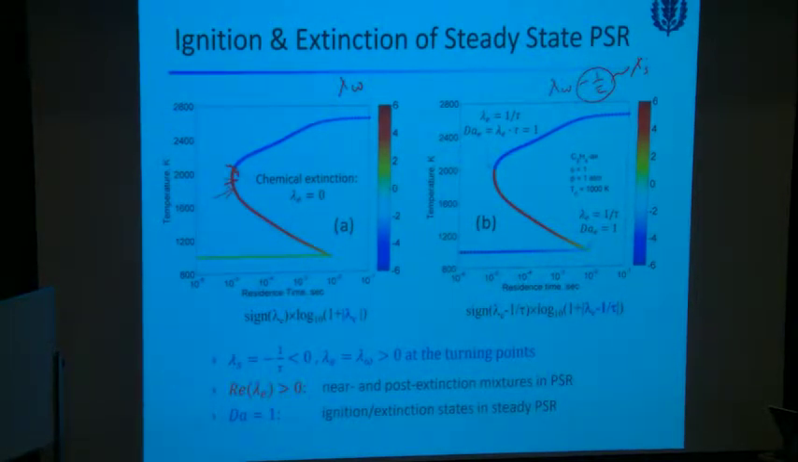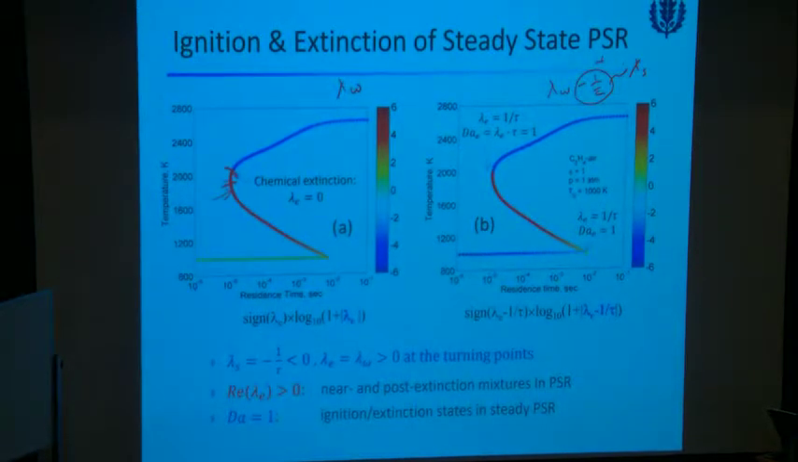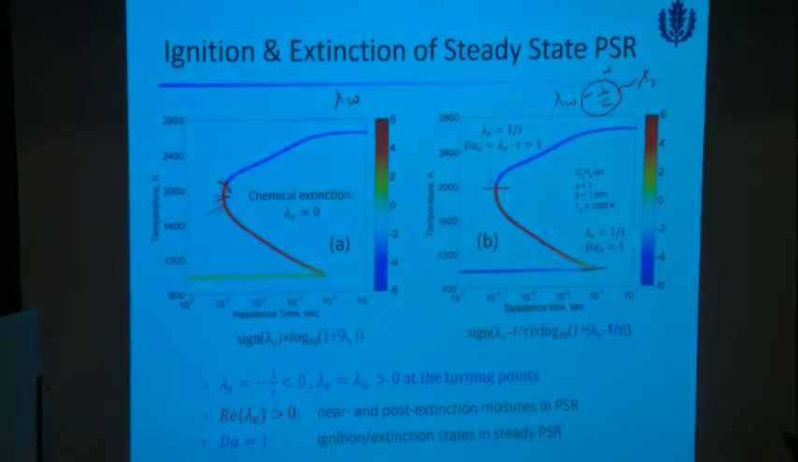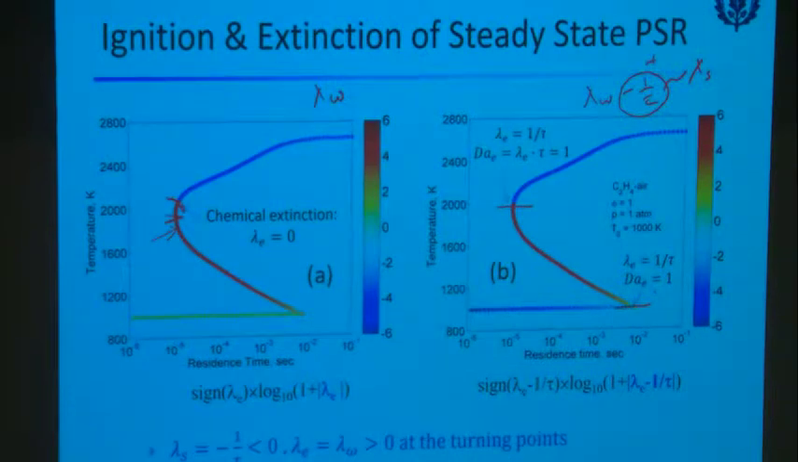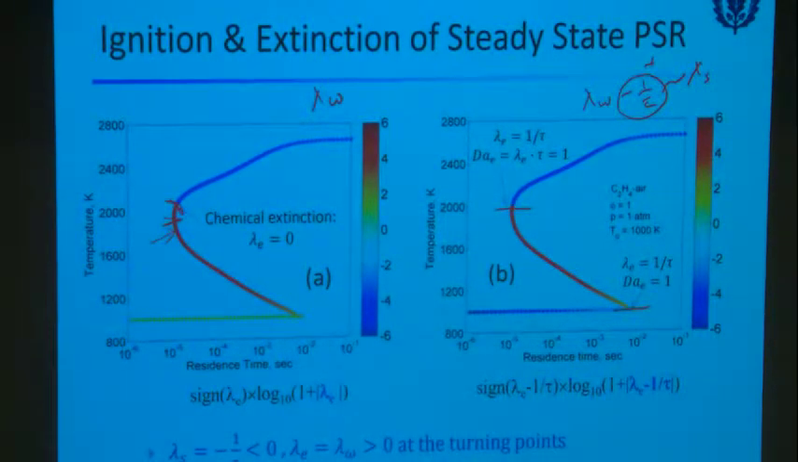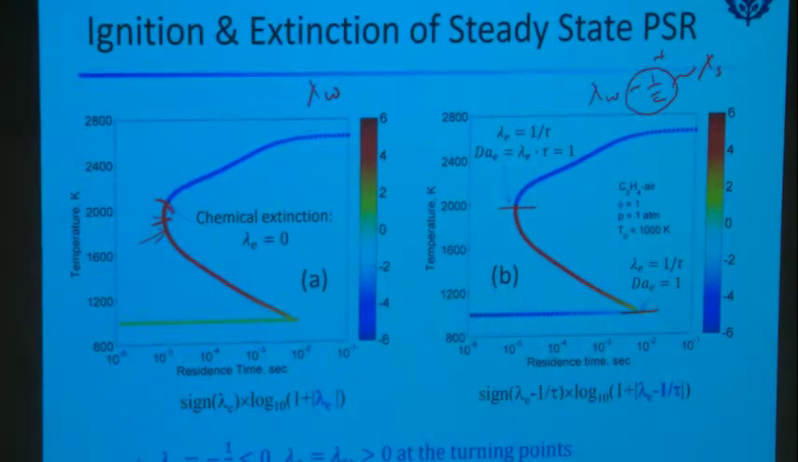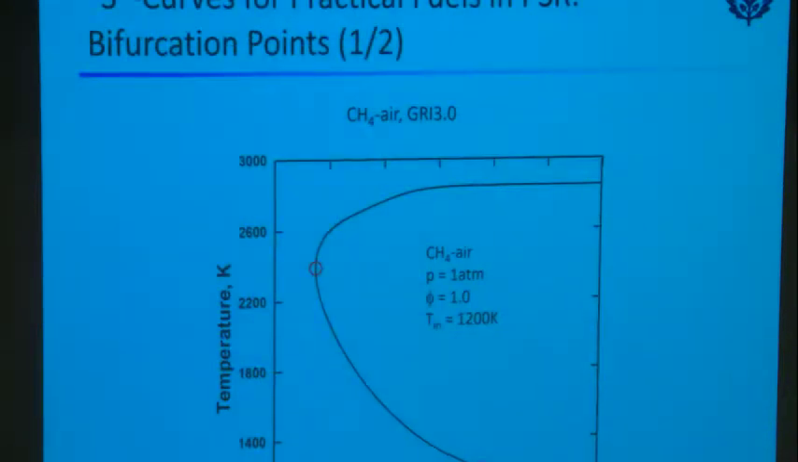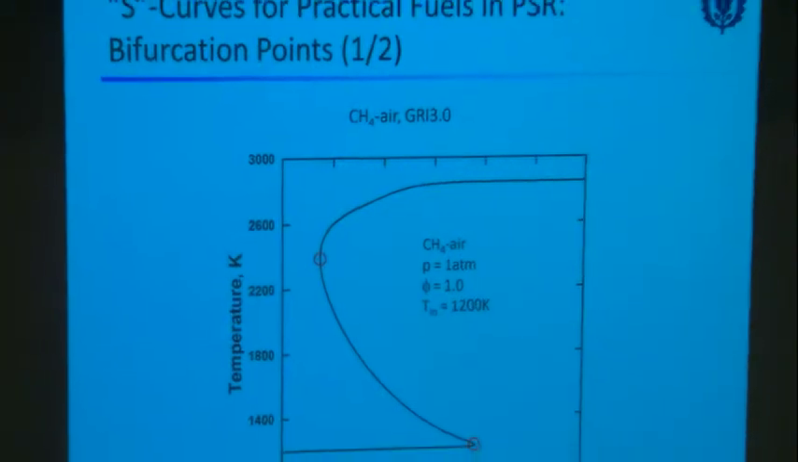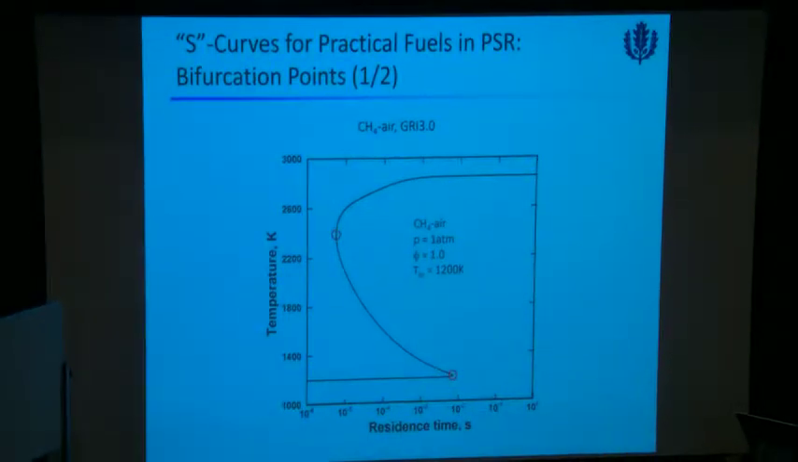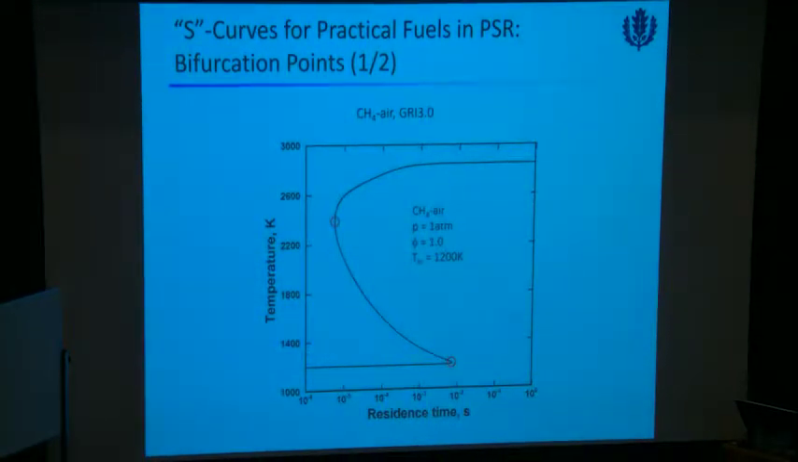If you put this lambda omega plus lambda s in this curve, you can clearly see it gives you zero crossings at the two turning points. That indeed tells you the competition between chemistry and mixing. It gives you the extinction or ignition behavior in steady-state combustion systems. If you look at the S curve for different fuels, for methane it looks exactly like the canonical S curve we plotted previously: a simple S curve with upper branch, middle branch, and lower branch.